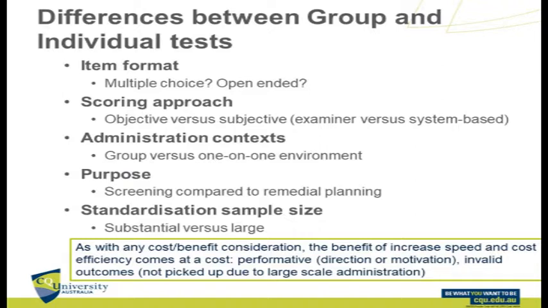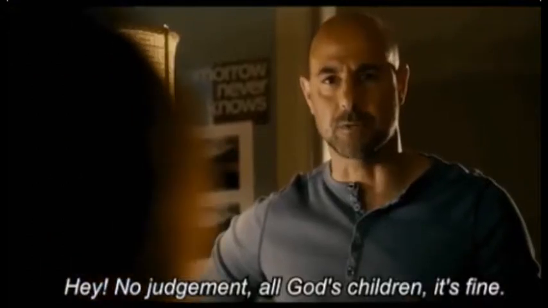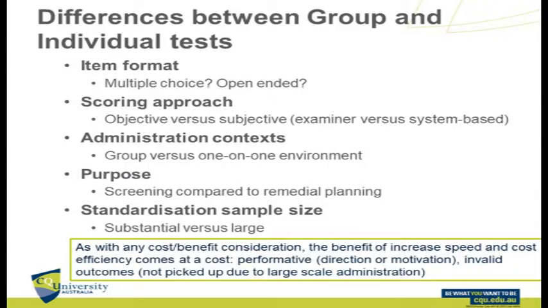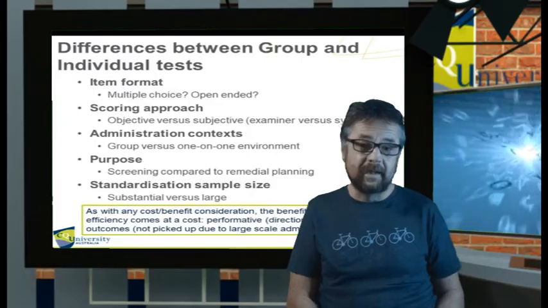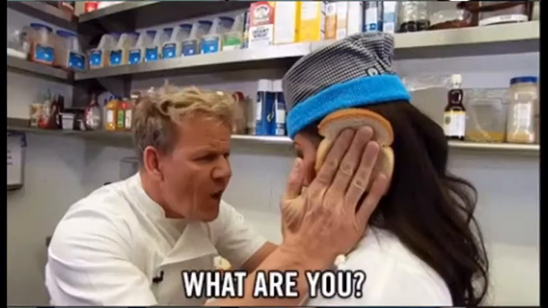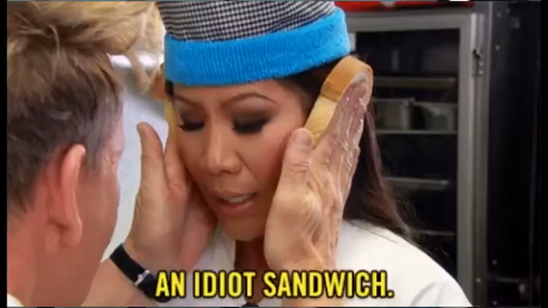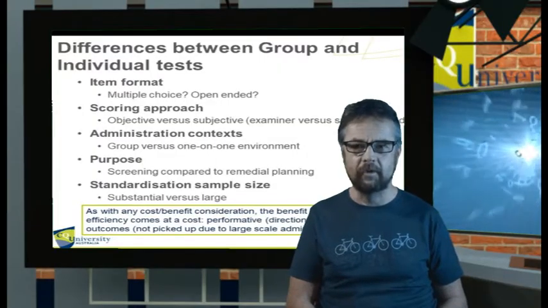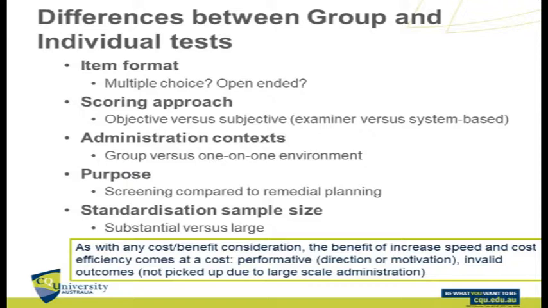When scoring a test, the emphasis is on objectivity in the group test because you need to assess everyone equally. The individual test can be more subjective because it's one-to-one. There is room for personal judgment to come in through that one-on-one relationship, building rapport between the examiner and the person being examined. The contexts are different as well.